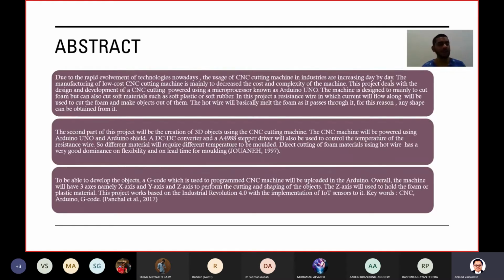Every industry is trying to manufacture a low-cost CNC to decrease the cost and complexity of some machines. This project deals with the design and development of a CNC cutting machine, which will be powered using Arduino Uno. This machine will be designed mainly to cut foam, but can also cut soft materials such as plastic or soft rubber. The machine will be powered by Arduino Uno, composed of an Arduino shield, some DC converters, stepper drivers, and stepper motors. Also, G-code will be used to set a footpath, which will be uploaded to the Arduino, for the machine.